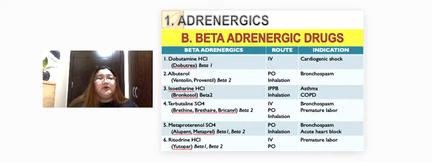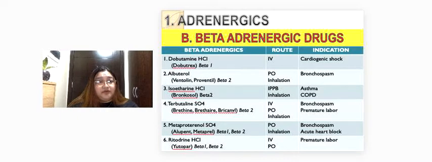Okay, albuterol is beta 2. Saan nga makikita primarily ang beta 2? Sa lungs. Kung ang beta 1 sa heart, ang beta 2 sa lungs. So, anong ginagawa ng adrenergic nervous system sa lungs? It dilates the bronchioles. Kaya pwede siya for bronchospasm. Okay, pag sumisikip yung dibdib, nahihirapang huminga, masikip ang bronchioles.